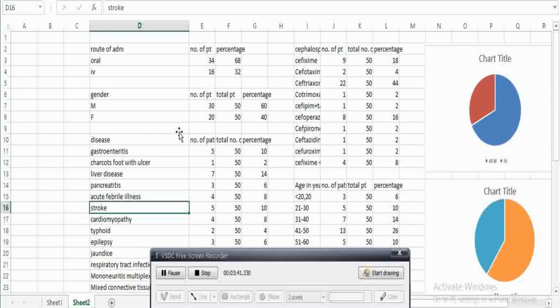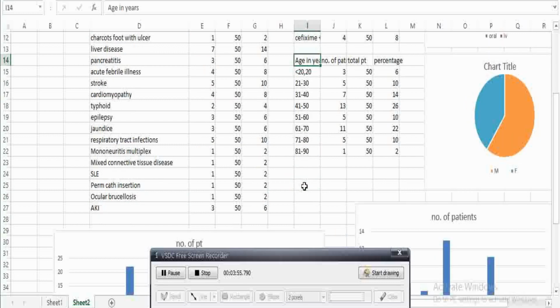So first I categorized it by route of administration, then how it was dispensed, that is the name, either brand name or generic name, then gender, then disease. Now we will see in age. So age wise, you cannot write a particular age and then the number of patients. It will be too cumbersome, too much data to analyze, okay? So we did it in ranges, okay?